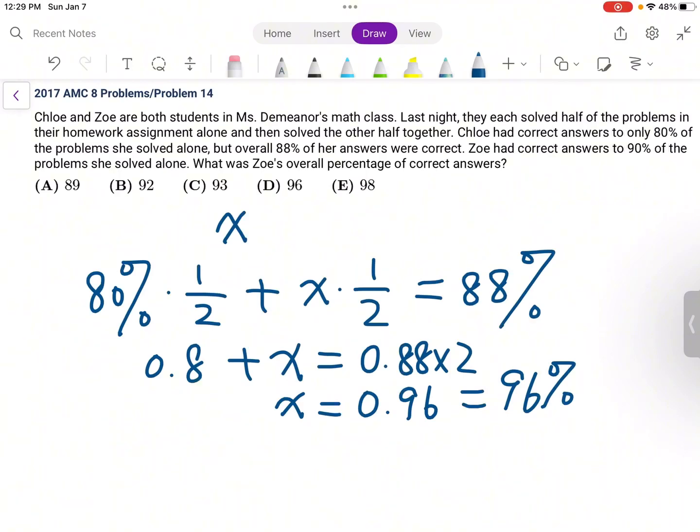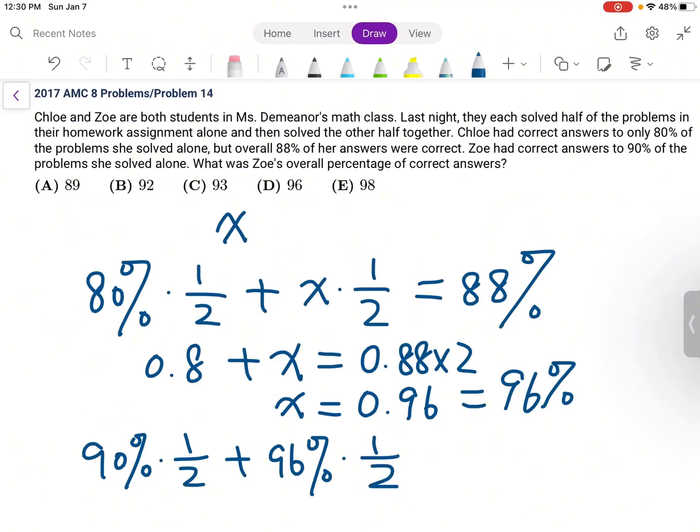Because Zoe also did this 96% right when they did it together, now Zoe's percentage of total correct answers will be the 90% she did correctly when she did it by herself, plus the 96% she did together with Chloe. And that will give us 93%.